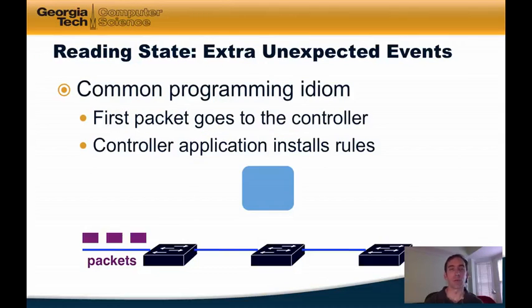Another challenge with reading network state is the common OpenFlow programming idiom, whereby if a switch does not know how to handle a packet with the existing flow table entries, it will send that packet to the controller.